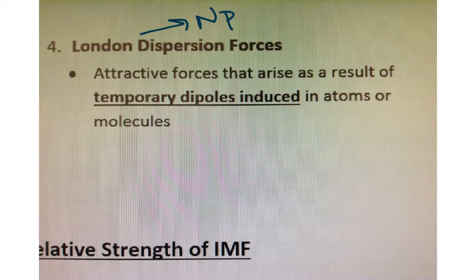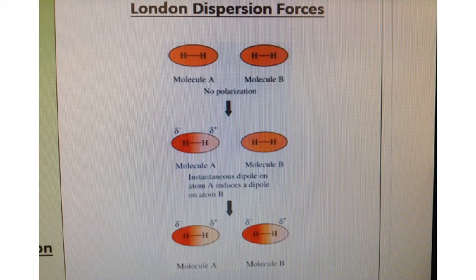What I want you to note is that London dispersion forces exist between nonpolar molecules. If you think about it, a nonpolar molecule has no pull because the electrons are evenly distributed. But electrons are constantly moving, and if you give them long enough, they might be found more towards one side of the molecule than the other. So at one particular moment in time, they may have gone more towards one side and not be perfectly split.